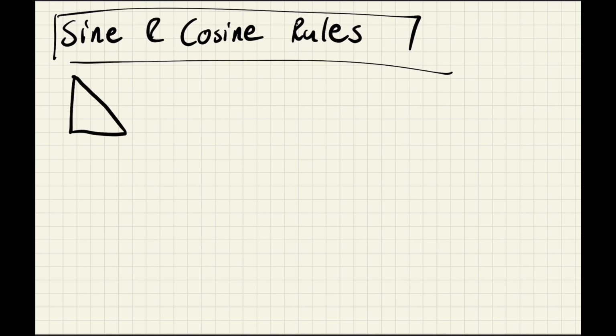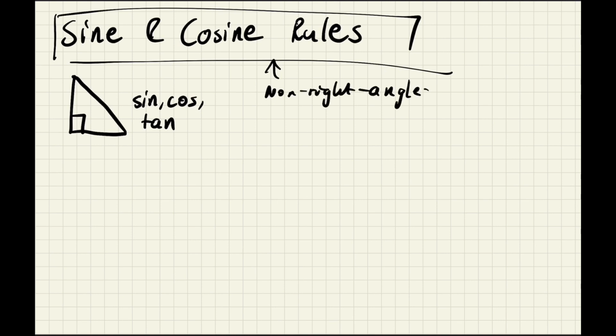Previously, we might have considered trigonometry, but this was in the context of right-angled triangles. So in other words, we're applying our sine, cos and tan ratios to find the sizes of unknown angles and unknown sides. Where our sine and cosine rules come in is when we're dealing with non-right angled triangles.